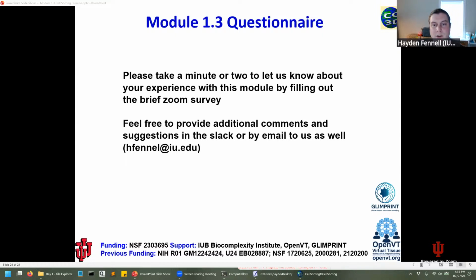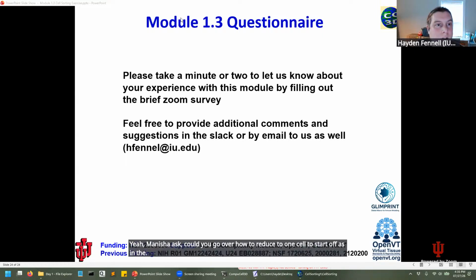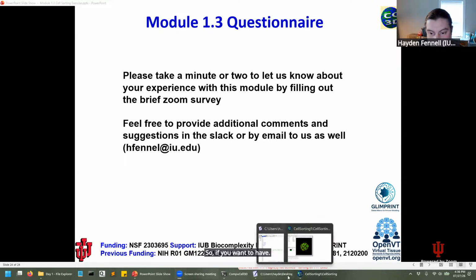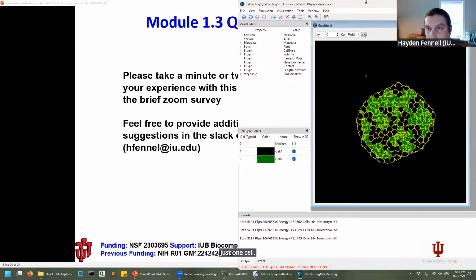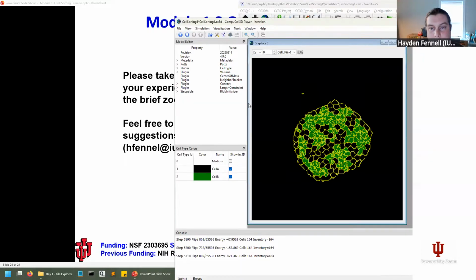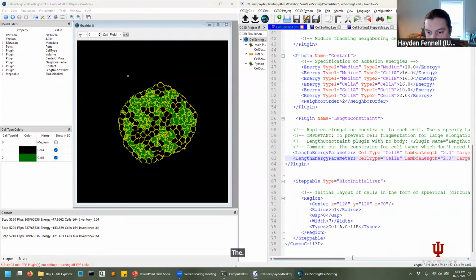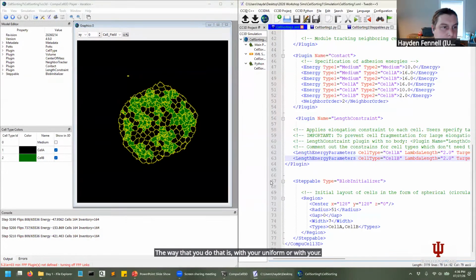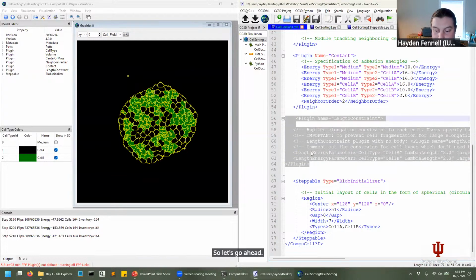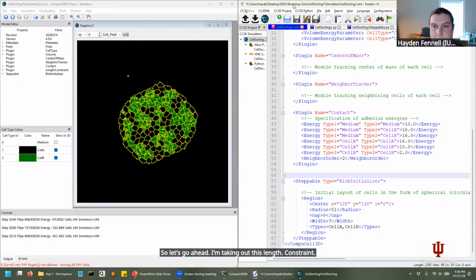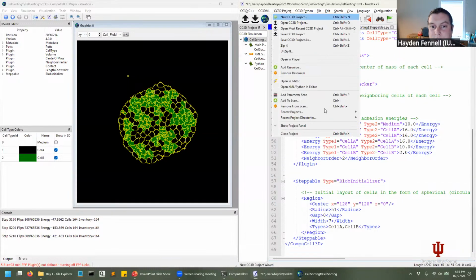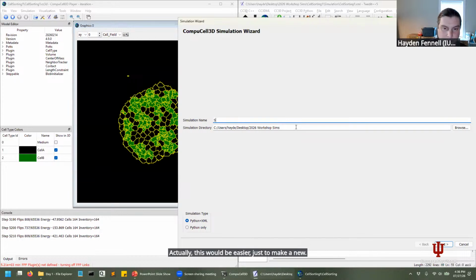Manisha asked, could you go over how to reduce to one cell to start off as in the beginning of the day? Sure. If you want to have just one cell, the way that you do that is with your uniform initializer or with your blob initializer. So let's go ahead and take out this length constraint. Actually, this will be easier just to make a new project.